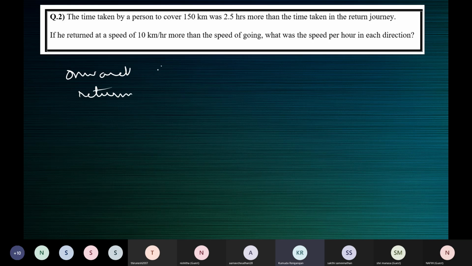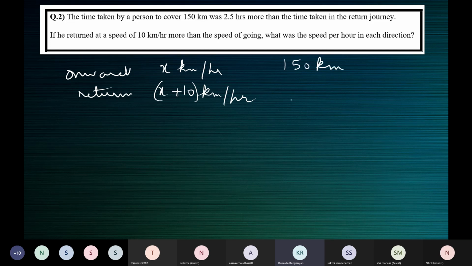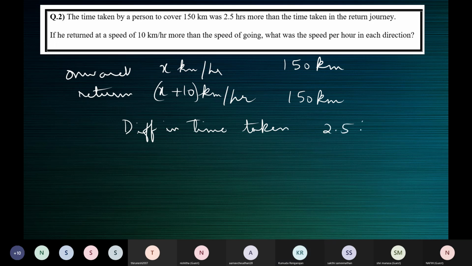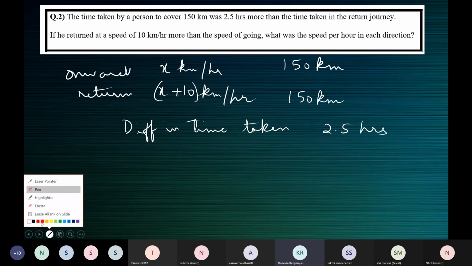So speed onward, if it is x kilometers per hour, return is 10 kilometers per hour more. The distance is the same. Onward distance 150 kilometers, return distance 150 kilometers. So then what is this 2.5? It's the difference in time taken. Difference in time taken is 2.5 hours. See, we've used all that is given in the question.